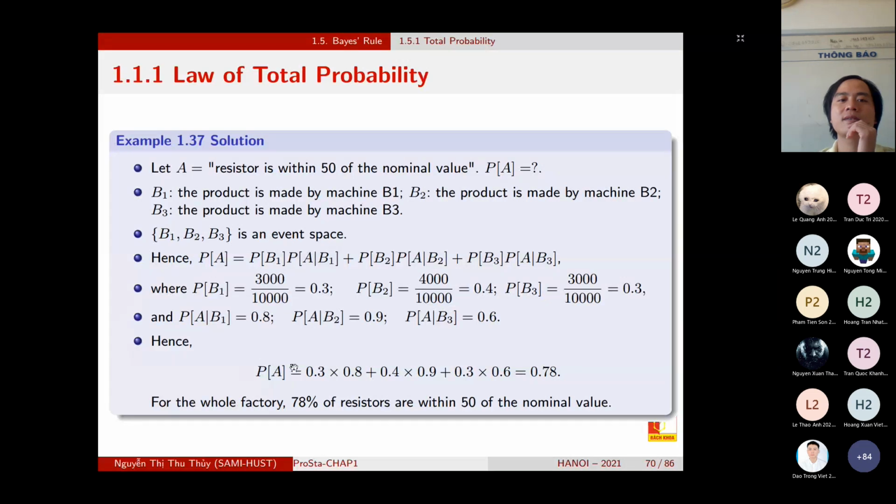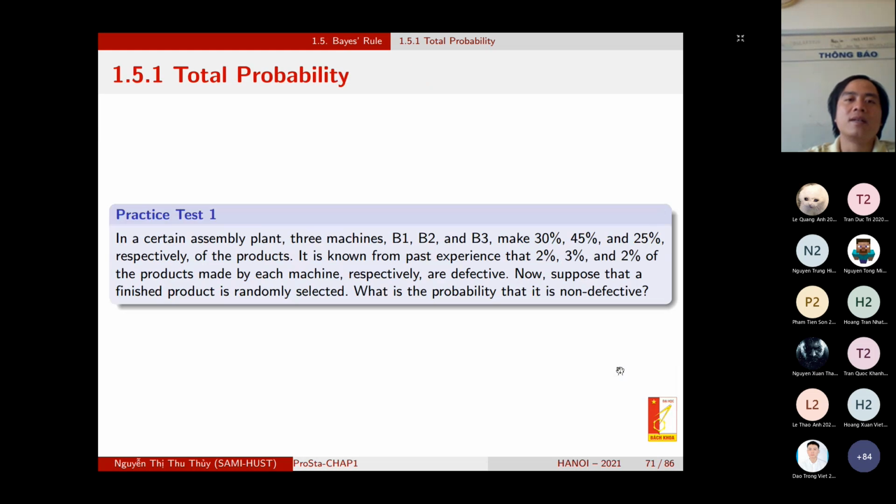Here you cannot compute P(A) directly by applying the classical definition. You cannot count all the outcomes of A divided by all the outcomes of the whole factory. We don't know. In fact, the whole factory we don't know. So for practice, you can do it at home.